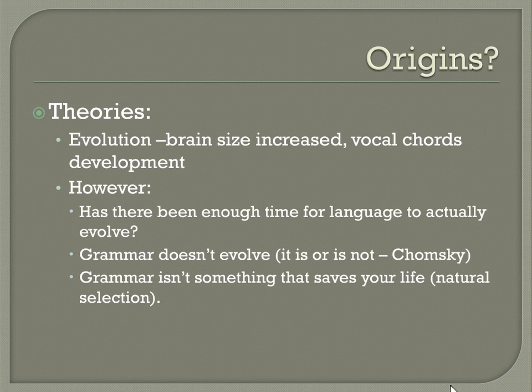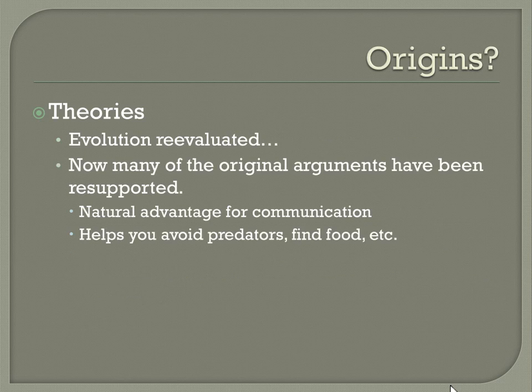So Chomsky's theory maybe is not so well supported, but the idea of language being an evolutionary mutation is supported. Many of those original arguments have been supported. It went through a phase where we didn't think that was what caused it, and now we kind of do. There is a natural advantage for communication because it helps you avoid predators and find food.